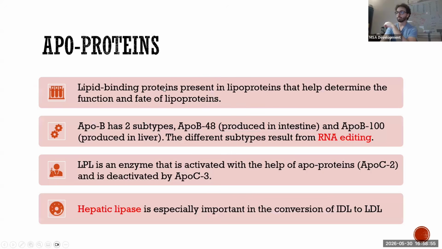طيب, let's talk generally about apoproteins. They are lipid-binding proteins that are on the lipoproteins. They have functions and they decide the fate of this lipoprotein and what it will end up doing. تمام? طيب, we said ApoB has two subtypes. ApoB48, which is produced in the intestine for the chylomicrons, and ApoB100, produced in the liver for VLDL. The different subtypes result from RNA editing. As we said, lipoprotein lipase, we already know this, guys. It's activated by ApoC2 or deactivated by ApoC3.